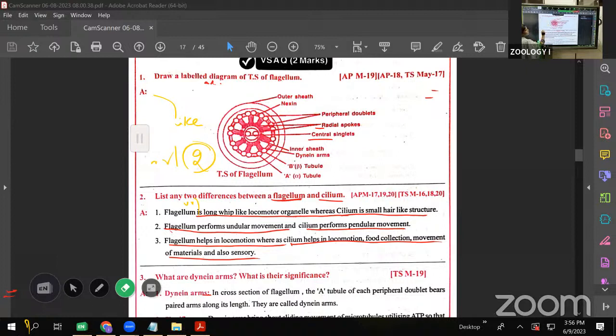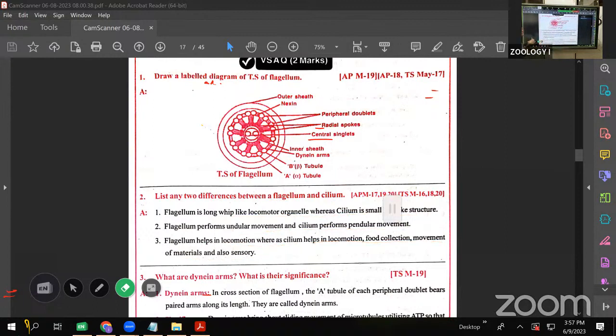In the 6th lesson also VSAQs are there, but in the 7th lesson no VSAQs. Sometimes they will ask 1 or 2 VSAQs. That I will explain in the next classes.